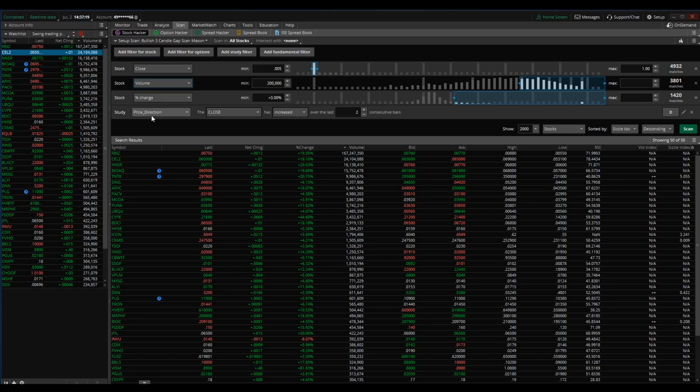This fourth one, price direction, because we're going to be looking at which way this is going. Change this box to close, and has increased over the last 2 consecutive bars.